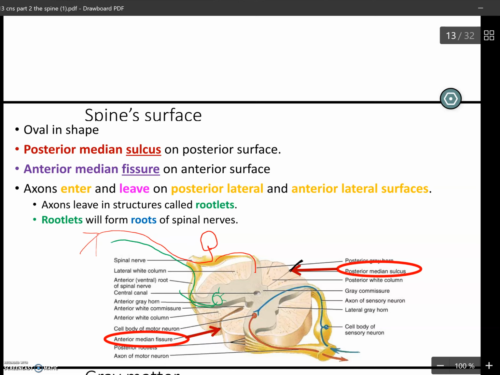So this is posterior lateral, this is anterior. And they leave in these little tiny structures called rootlets. So that would be one rootlet. So each one of these lines is a rootlet. So there's going to be lots of rootlets here. And the rootlets all come together and they make roots. So this would be the posterior root, and this would be the anterior root.